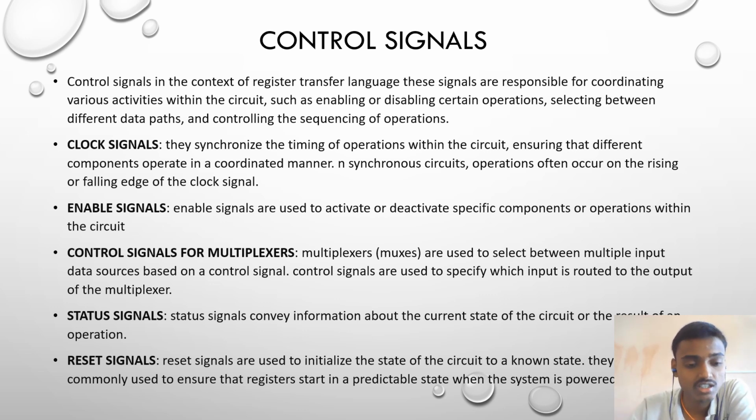Reset signal. Reset signals are used to reinitialize or initialize to the start of the program, where the computer can start the program from the beginning. Let us see the definition of it. Reset signals are used to initialize the state of the circuit to a known state. What I say, it initializes the circuit present in a different state to the known state. They are commonly used to ensure that registers start in a predictable state when the system is powered on or off.